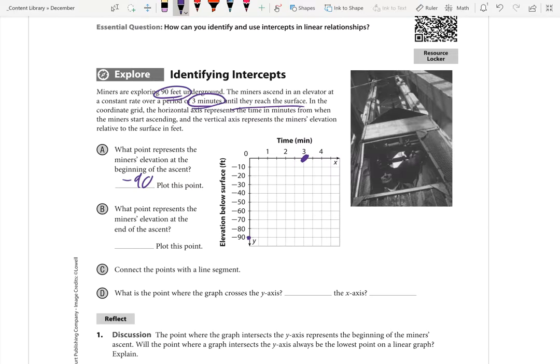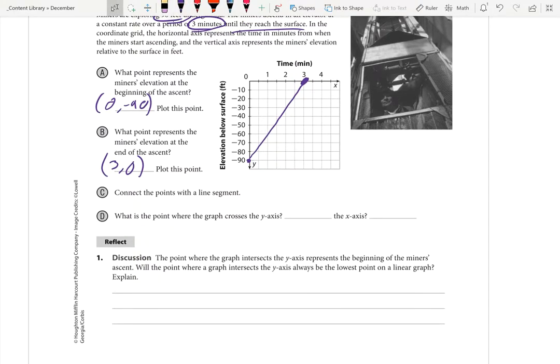And so now we connect those points to make a graphical representation of where the miners were over those 3 minutes, right? What their ascent looked like. We should really make it more like ordered pairs. So 0, negative 90, and in this case 3, 0. All right, so we connect the points with a line segment, right?